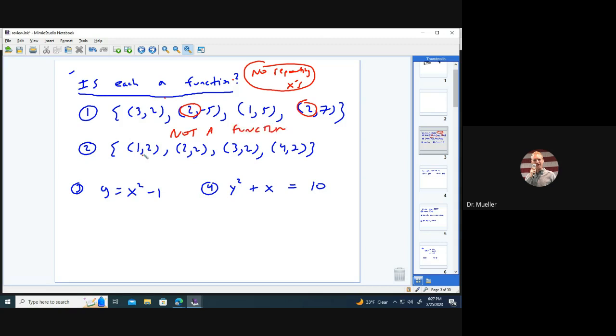Second one, we have 1, 2, 3, 4, no repeating x's. So that means we indeed have a function.